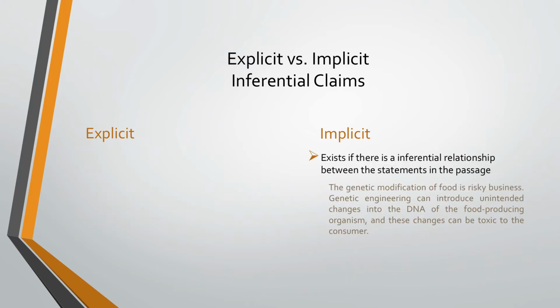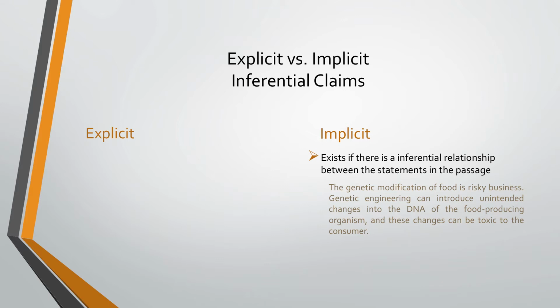An implicit inferential claim exists if there is an inferential relationship between the statements in a passage, but the passage contains no indicator words. So just like the example here, the genetic modification of food is risky. Genetic engineering can introduce unintended changes into the DNA of the food-producing organism, and these changes can be toxic to the consumer. The inferential relationship between the first statement and the other two constitutes an implicit claim that evidence supports something, so we are justified in calling the passage an argument. The first statement is the conclusion, and the other two are the premises.